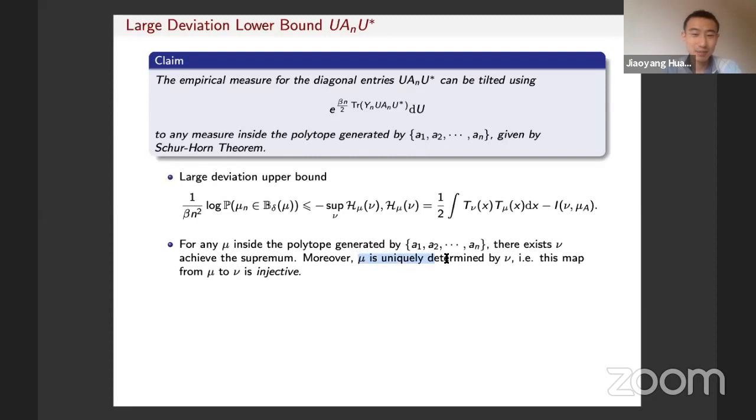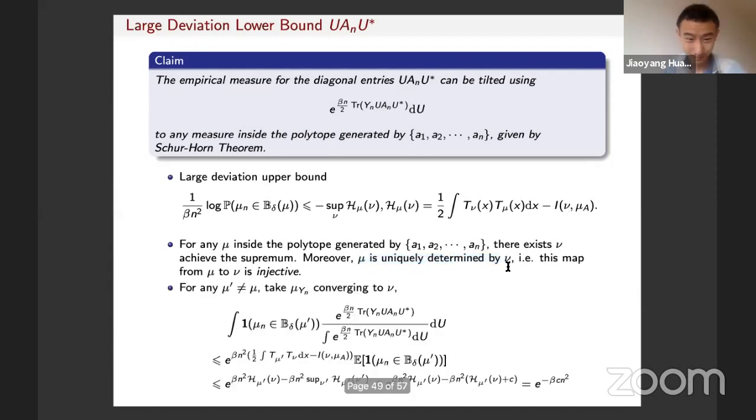To show that mu is uniquely determined by nu, we use this fact: if nu achieves the sup, then it is a critical point for this functional. So we can take the derivative with respect to nu, and we get an equality which characterizes the critical point. That relation also gives a relation between mu and nu. By analyzing that relation, we can show that it uniquely characterizes mu. In other words, mu is uniquely determined by this nu.